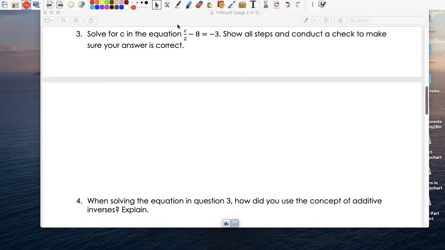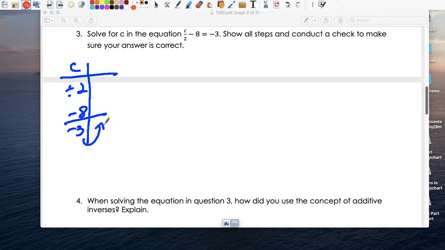Let's see here. Again, c over 2 minus 8. Let's draw the steps and check. Again, it's just more of your practice. So here's my variable. C is being divided by 2. Subtract 8. So I started with a number, I divided by 2, I subtracted 8, and it gave me negative 3. What did I start with? Well, I'm going to do plus 8, and then times 2 to figure out what number I started with.